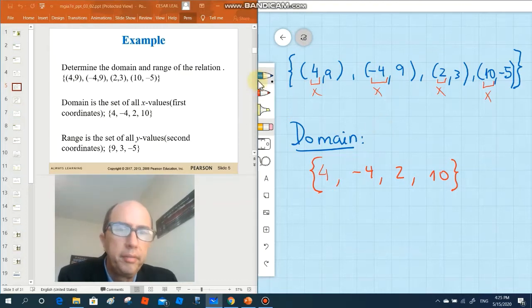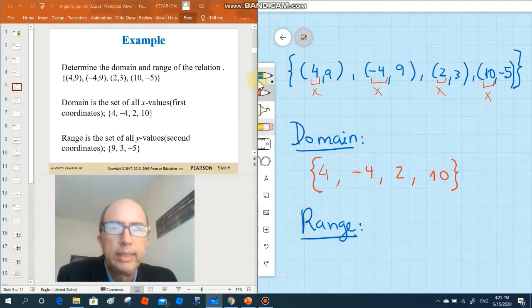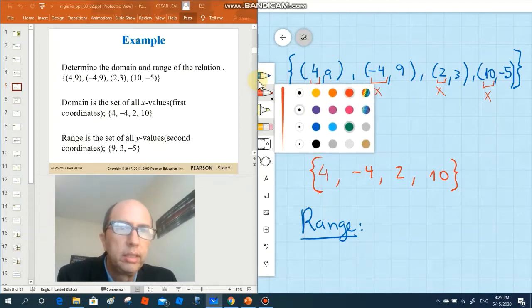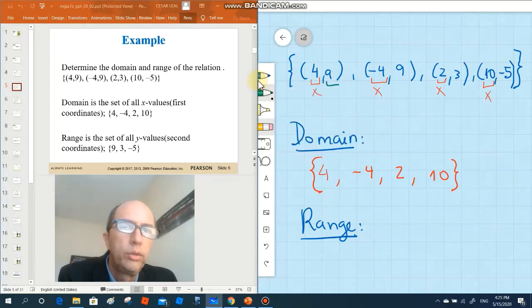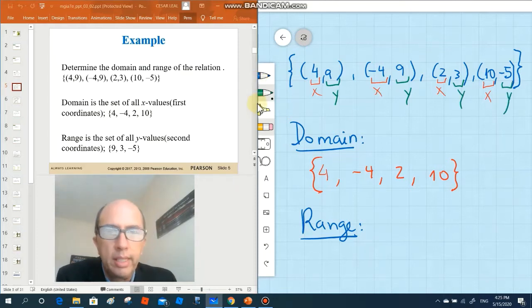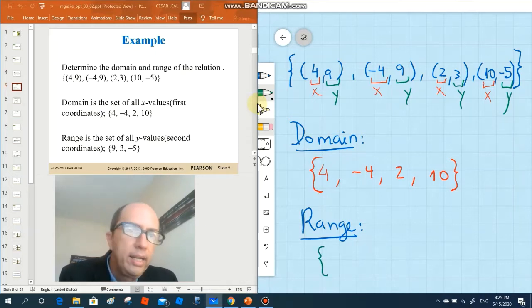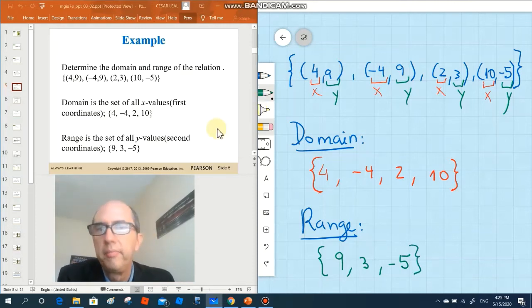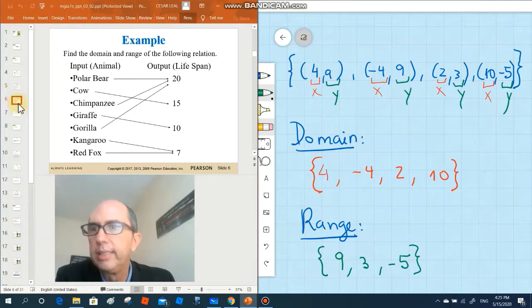And the range is the set of y coordinates. So y, y, y, y. And the range here then is going to be 9. I don't need to repeat 9, 3, and -5. Okay? It's as simple as that.